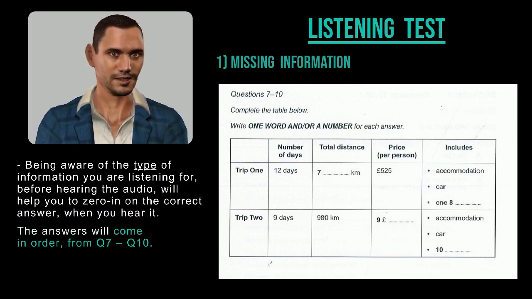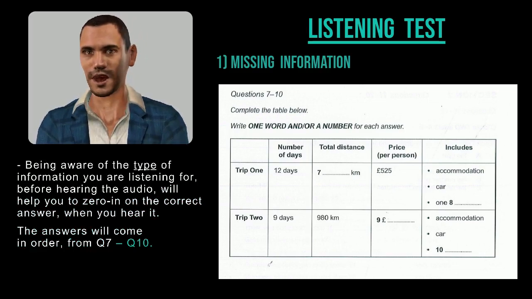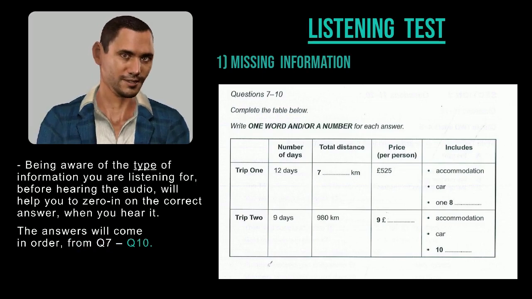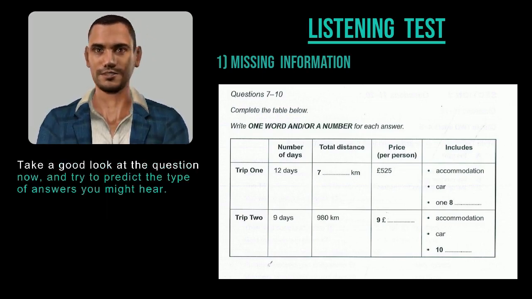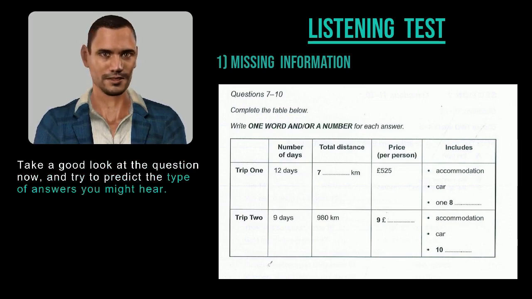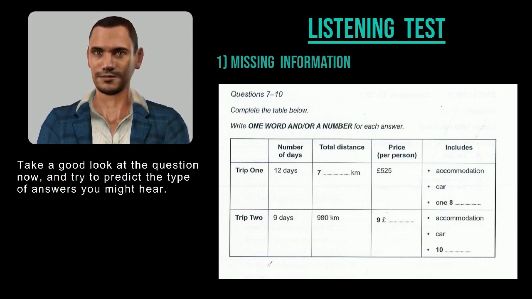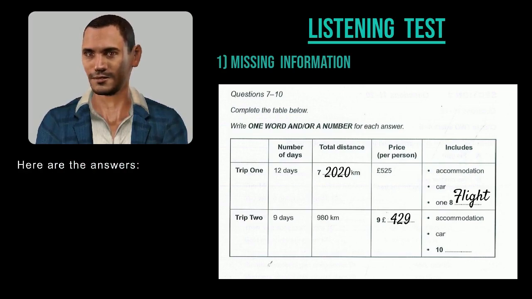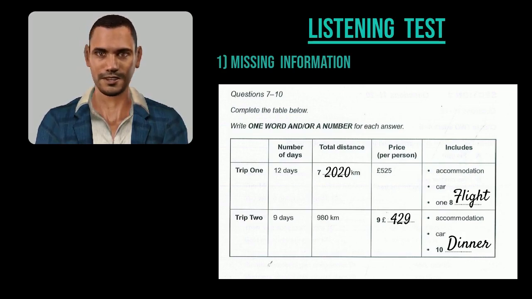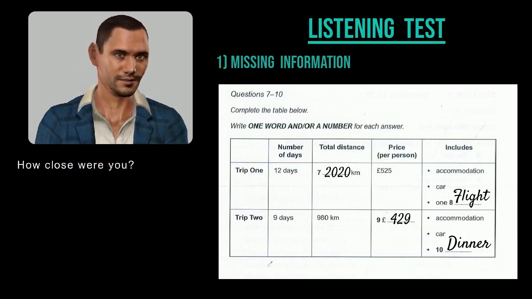The answers will come in order from question 7 to question 10. Take a good look at the question now and try to predict the type of answers you might hear. Here are the answers. How close were you?